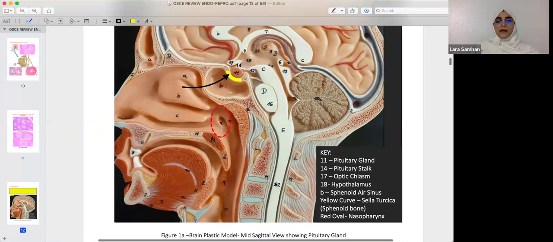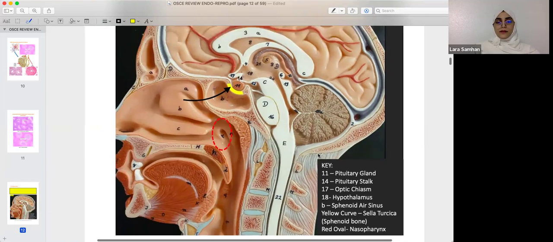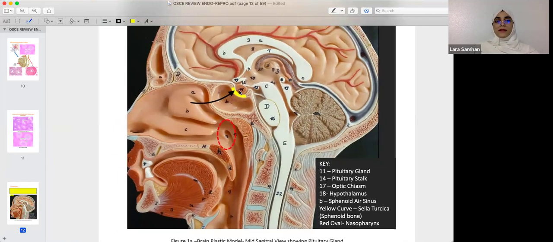We might have other namings, for example, the sphenoid sinus, the sella turcica. We have many things. You can read these things. Of course, it's quite important, but for the sake of the exam, let's try to focus more on what we predict the questions are going to be. And of course, since it's endo repro, it will come more to endocrine and repro questions.